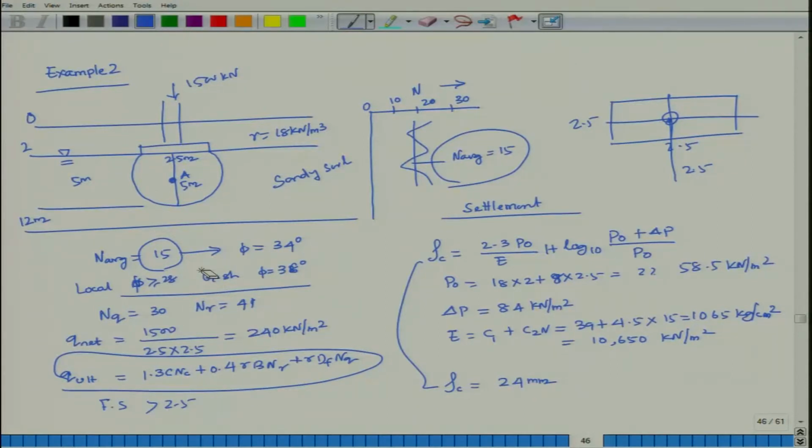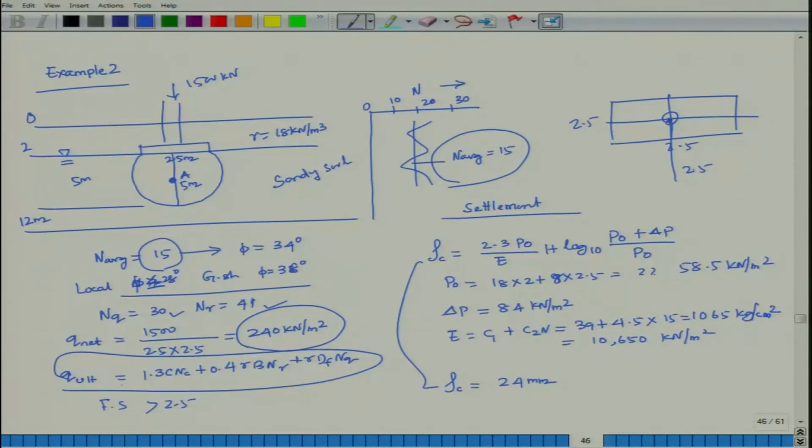Now it is neither general shear failure nor local shear failure. It is in between, so interpolation has to be done and has been carried out. Based on the value of phi equal to 34 degree, NQ is equal to 30, N gamma is equal to 41. So, Q net is equal to 240 kilonewton per meter square.